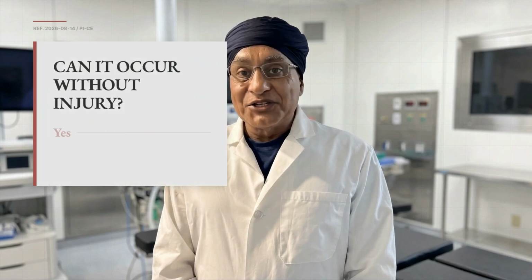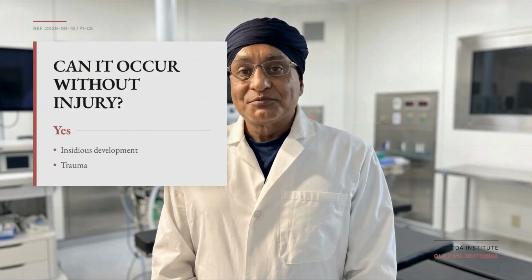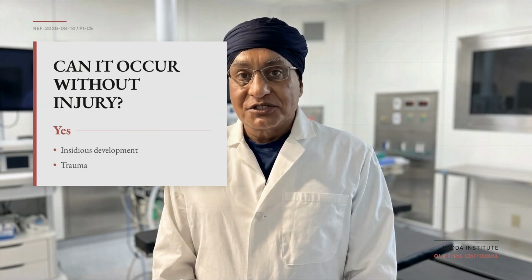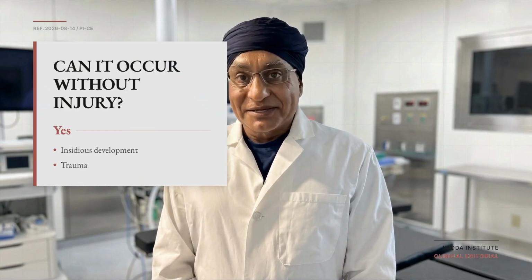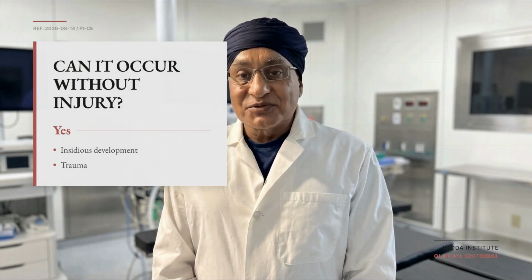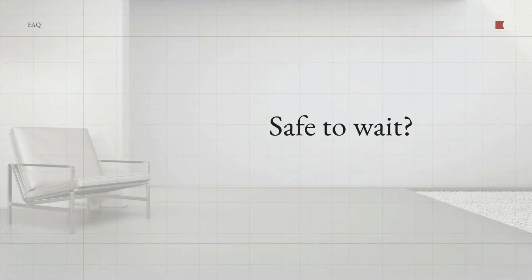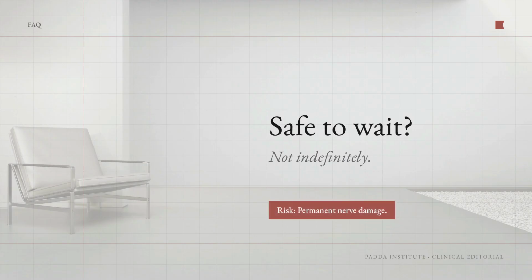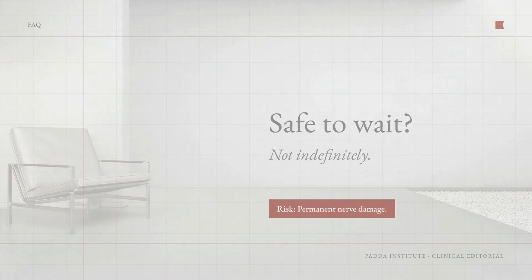Can it come on without an injury? Yes. Symptoms may develop insidiously over months to years, or begin after trauma. Either pattern is consistent with the diagnosis. Is it safe to keep waiting to see if it settles? Not indefinitely. In severe or long-standing cases, permanent nerve damage can occur if untreated, and early intervention is described as key to avoiding permanent nerve injury.